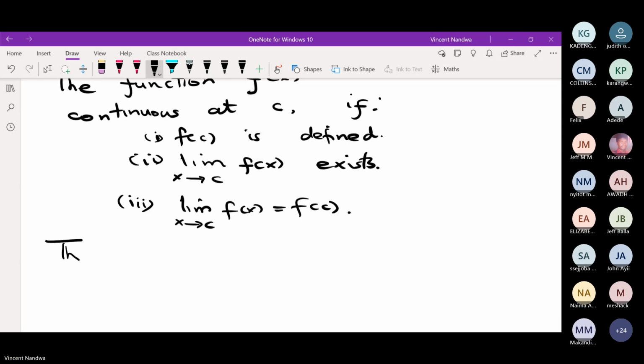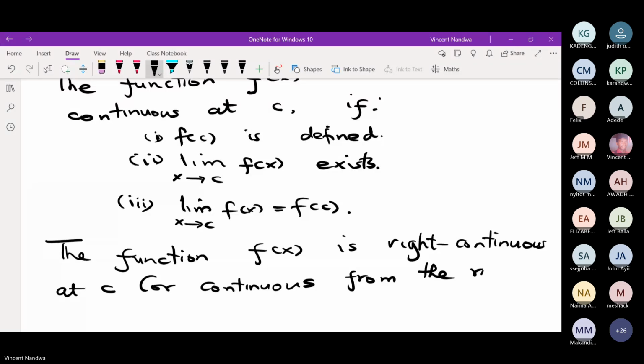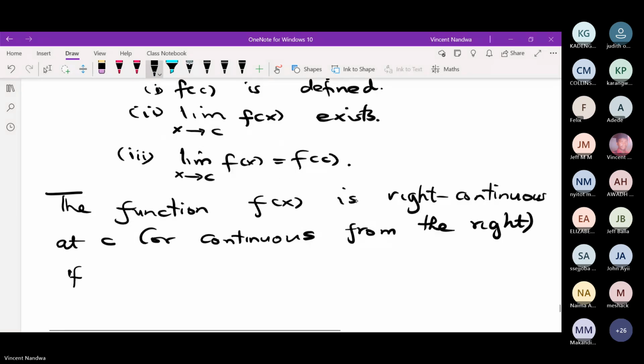Then the function f of x is right continuous at c, or we say continuous from the right, if the limit of f of x as x approaches c from the right is the same as f of c.